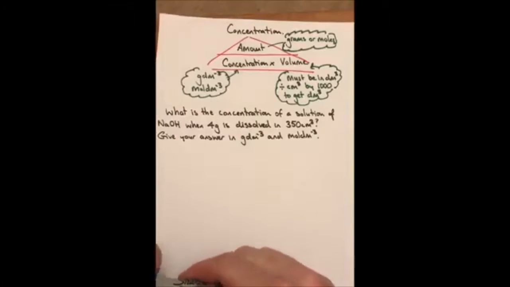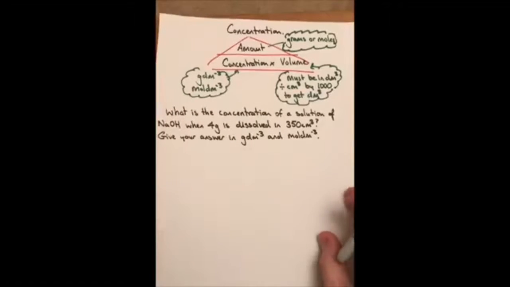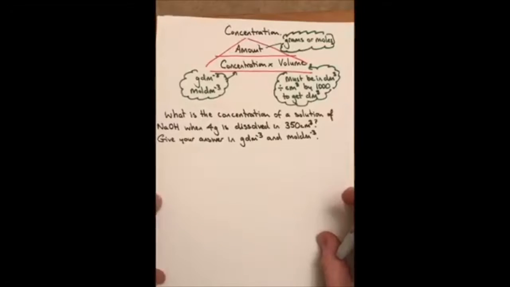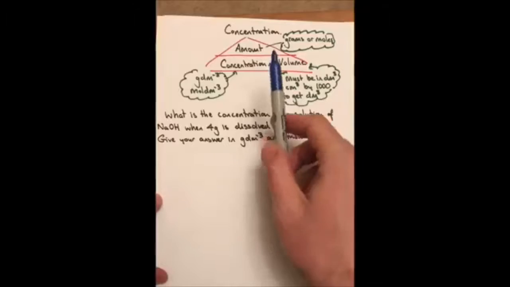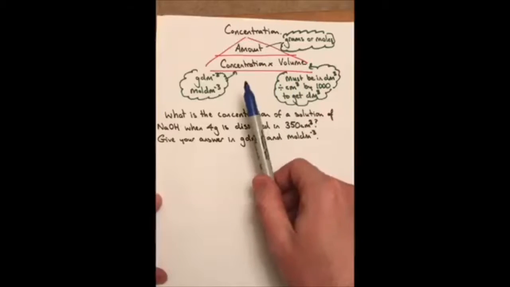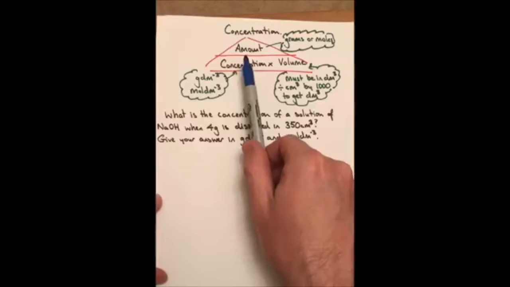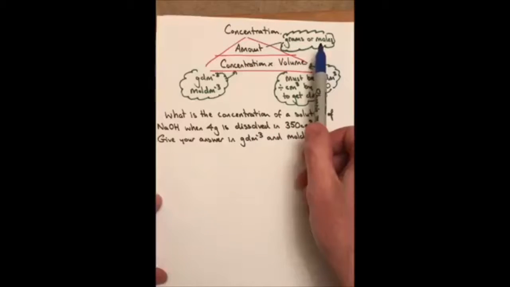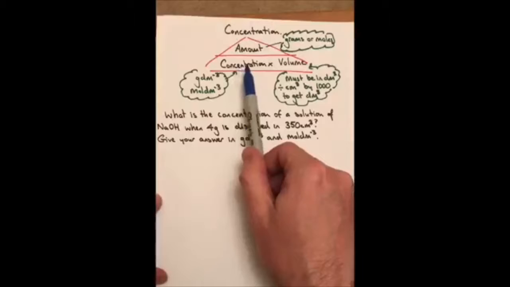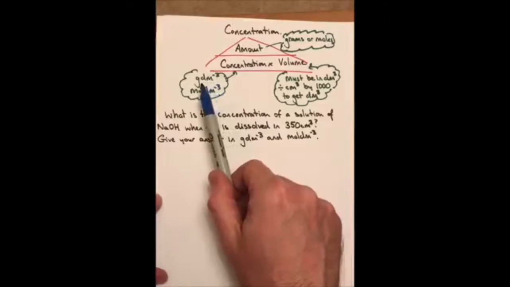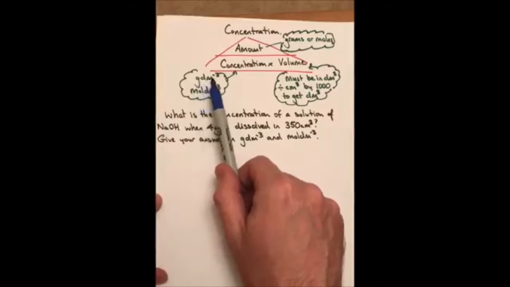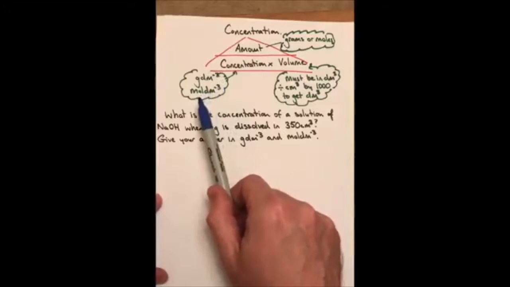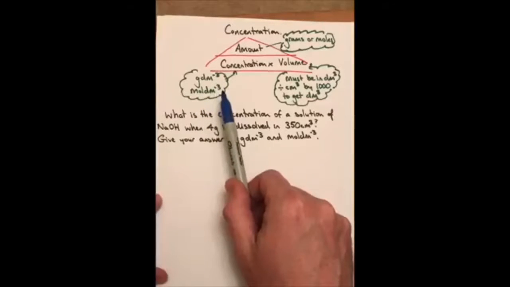Okay, so this is a video to show you how to calculate concentration. To get us started on this, I've drawn out a triangle, and this is the triangle that we use in order to find calculation. So we have got the amount, which must be measured in grams, or it could be measured in moles. Then we've got the actual concentration itself. Remember, the units for concentration are grams per decimeter cubed or moles per decimeter cubed.